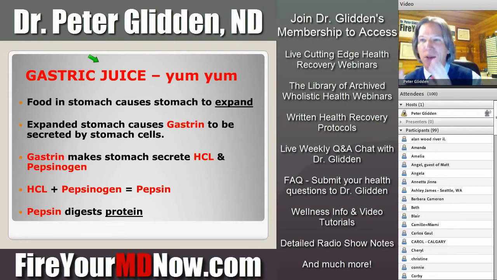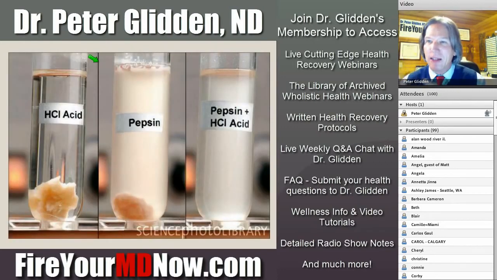Gastrin is the most important digestive enzyme that we're going to talk about here, but I want you to take a look at this in the meantime. These are 3 test tubes that have a little piece of chicken in each of the test tubes. One test tube just has hydrochloric acid in it. The other test tube just has pepsin in it. And the other test tube has both hydrochloric acid and pepsin. And you can see that the test tube that has both has digested the protein of the chicken completely.